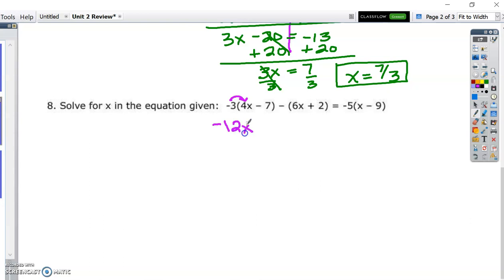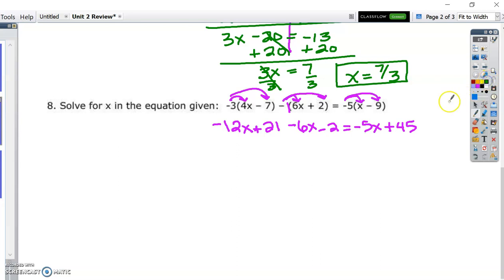So negative 12x plus 21. Put in your invisible 1. Negative 1 times 6 minus 6x. And negative 1 times 2, negative 2 equals negative 5 times x, negative 5x, and negative 5 times negative 9, which is plus 45. A lot of purple. Let's go back to green.